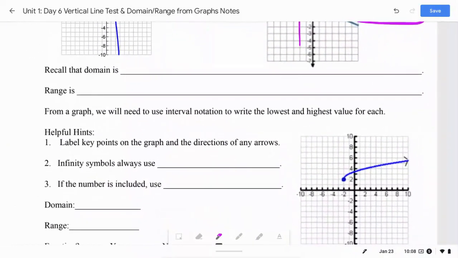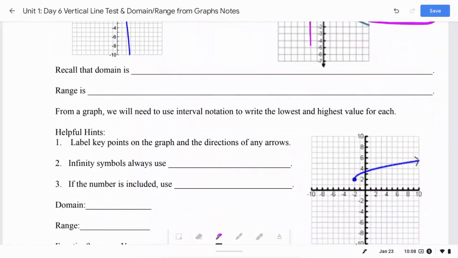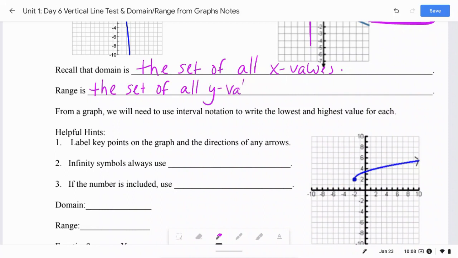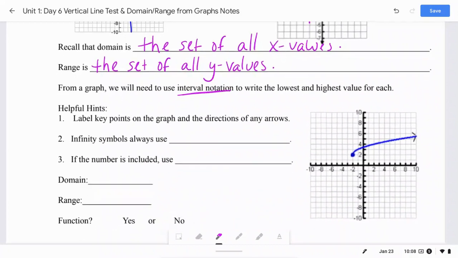Okay, so now let's review domain and range. Recall that the domain is the set of all x values. The range is the set of all y values. From a graph, we need to use interval notation to write the lowest and highest value for each.